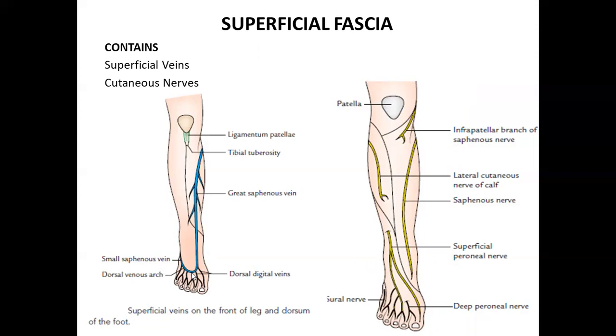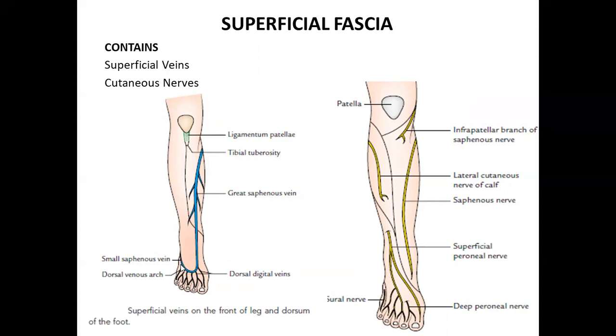The dorsal digital vein on the medial side of the great toe joins the medial end of the venous arch and forms the great saphenous vein. The dorsal digital vein of the lateral side of the little toe joins the lateral end of this dorsal venous arch, and it forms the small saphenous vein. The venous drainage of the lower limb is important, and we will be dealing with it in a separate lecture. But right now you should know what the superficial veins are that you see on the dorsal aspect of this leg.